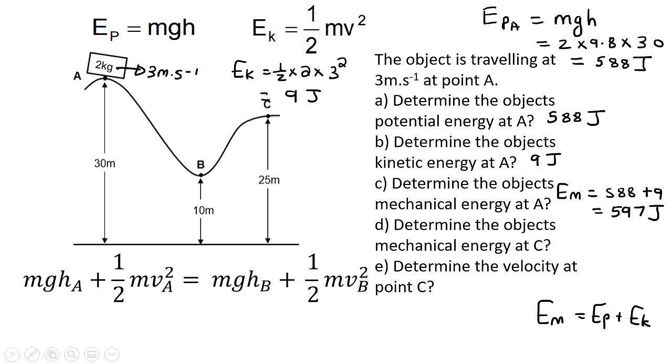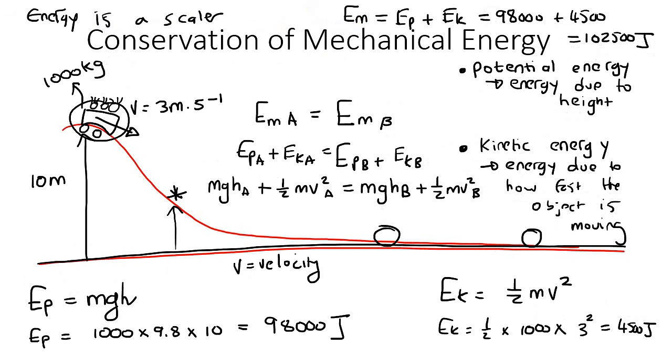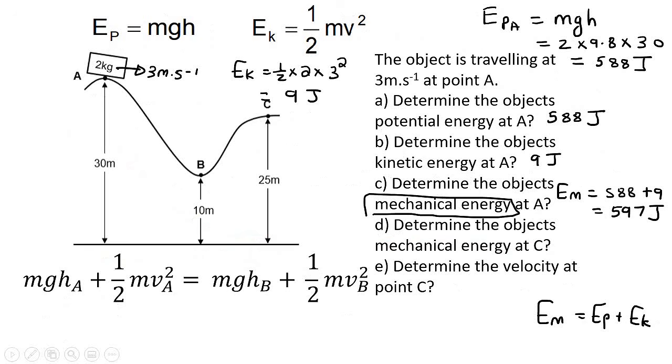Now that is very important that you understand this. We now have the mechanical energy. And what did we say on the previous slide? We said that the mechanical energy at one point is the same as the mechanical energy at another point. That is the law of conservation of mechanical energy. So how much mechanical energy does this object have? 597. That means that it will also have 597 mechanical energy over there and 597 mechanical energy over there.